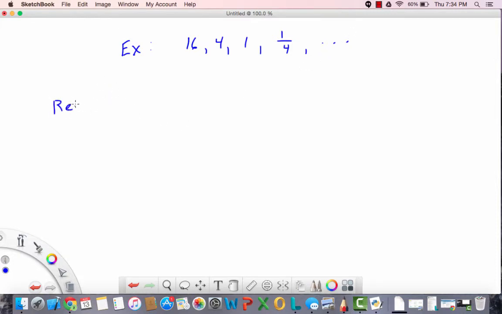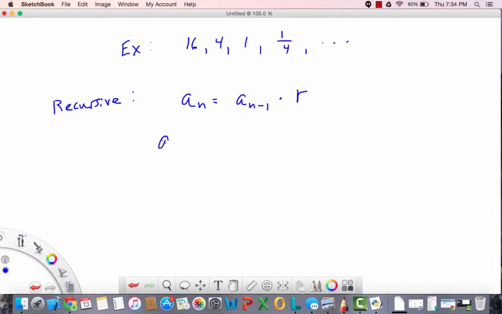This equation that I'm about to write is called the recursive formula. And it looks like this: a sub n equals a sub n minus 1 times r. It's a lot easier to look at than the explicit formula, but it's not as useful in general. So how does this work?